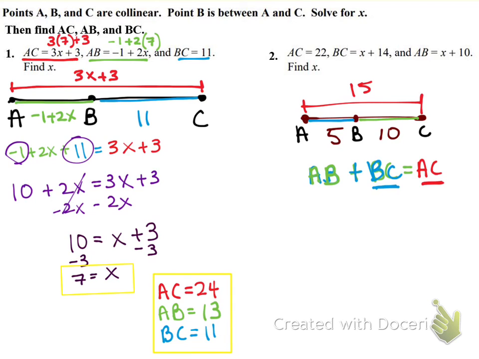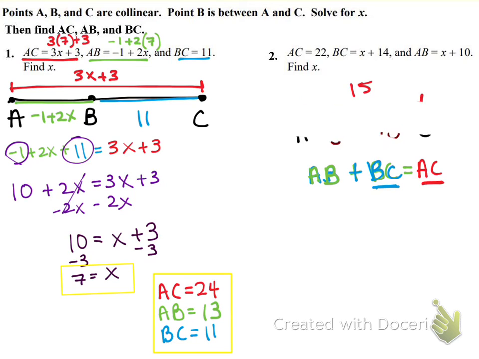What's a way I can check to make sure I'm correct? Yeah. AB plus BC should make AC. So AB is 13, BC is 11. 13 plus 11 is 24. Got any questions, comments, concerns? Wonderful. We're going to do it again.